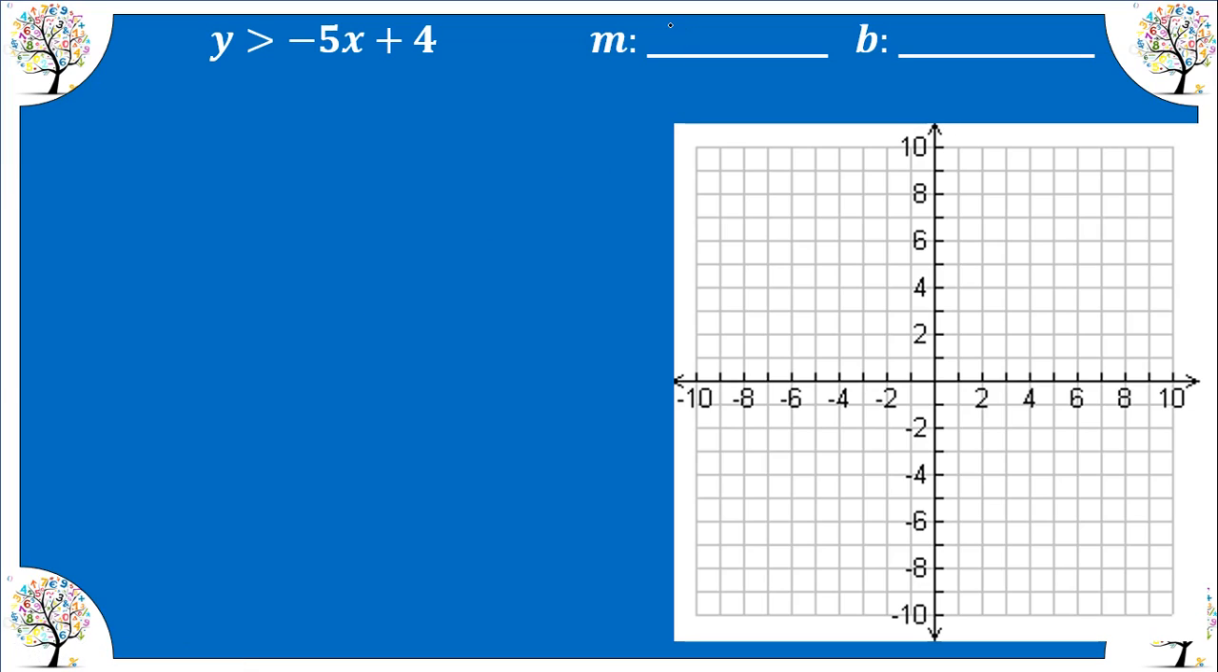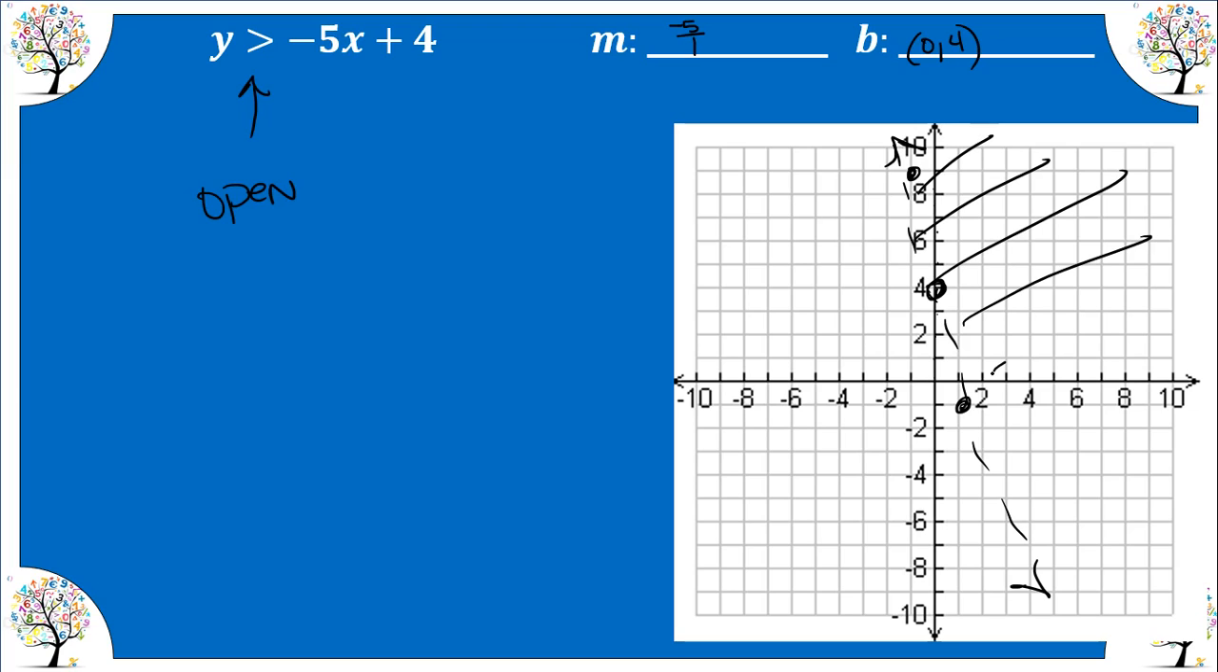My slope is -5 for graphing purposes. I'm going to put a 1. It starts at 0, 4. So we're going to start at 0, 4. We're going to go down 5 and to the right 1. Or I could go up 5 and left 1. I notice that it is open, so I have an open line. My shading, it says y is greater, so we're going to do the upper region.